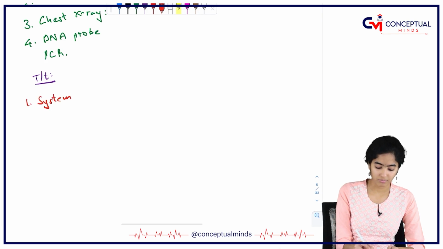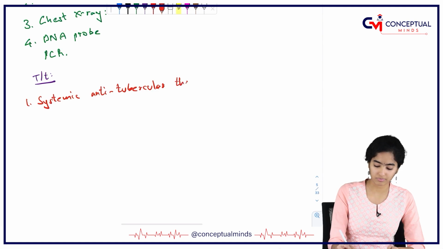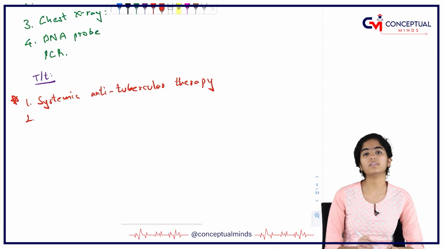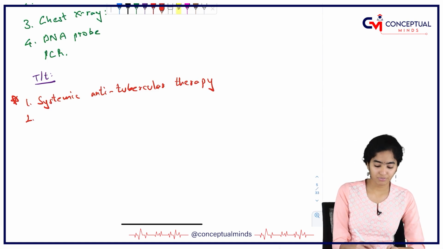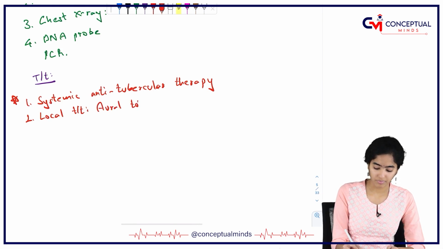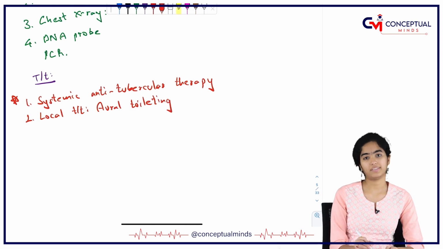Systemic anti-tubercular therapy. A full course has to be taken by the patient. This is the most important thing to be done. And for local treatment, we can do aural toileting to clean the discharge and other debris that are formed.